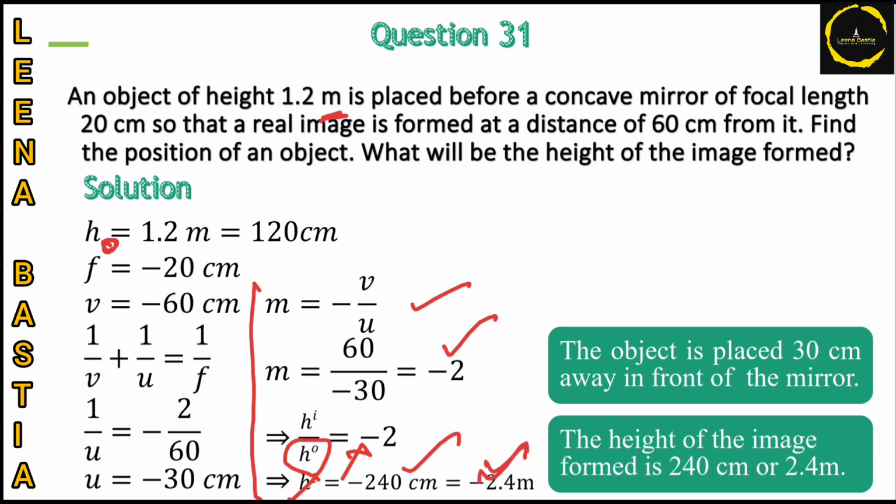Now, find the position of the object. This is the object position, that is 30 centimeter away in front of the mirror, away from the pole, or you can say 30 centimeter away from the mirror. Then the height of the image is this much, which we just calculated. I hope this is clear, children.